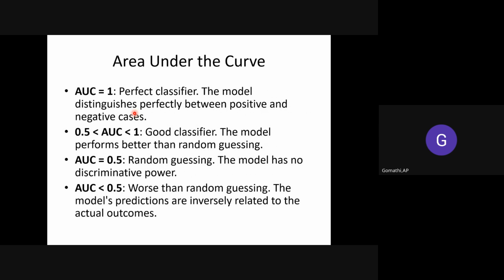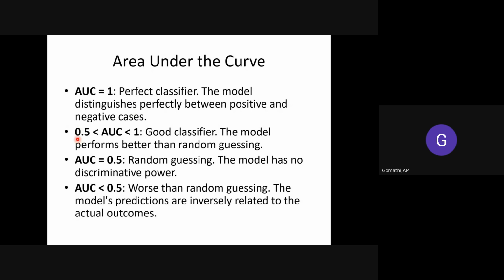Here, the key point of AUC is that the AUC value ranges from 0 to 1. If the AUC is 1, it is perfect model performance. It separates the classes completely without any overlapping. That means it is a perfect classifier. We can say that the AUC value is 1, it is a perfect classifier. The model distinguishes perfectly between the positive and the negative cases.